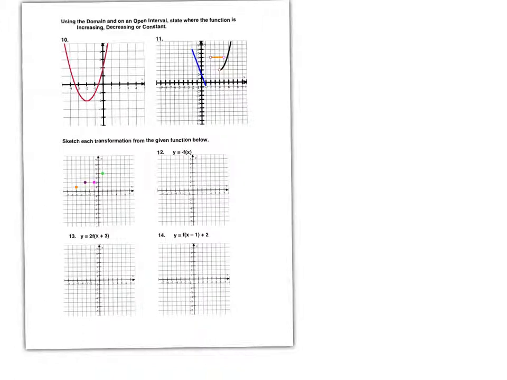Well, number 10, we notice that it is changing right down here at this point at -2, -2. And what do I mean by changing? Well, if we look to the left of that point, this function is going down and to the right. It's in a downward direction. So as the x values get bigger, the y values get smaller. So we say the function is decreasing.